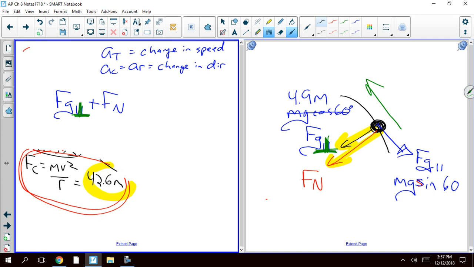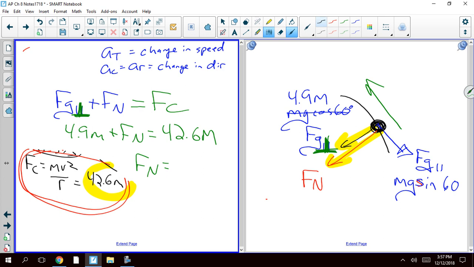All right. So our FG perpendicular plus our normal force combined have to work to provide our centripetal force to get this thing going in a circle. So I'm looking at my FG perpendicular is 4.9m plus some normal force is equal to my centripetal force, which is 42.6m. Right? Oh, so that means my normal force has got to be, if you subtract 4.9, you get what, 37.7, is that right? 37.7m.